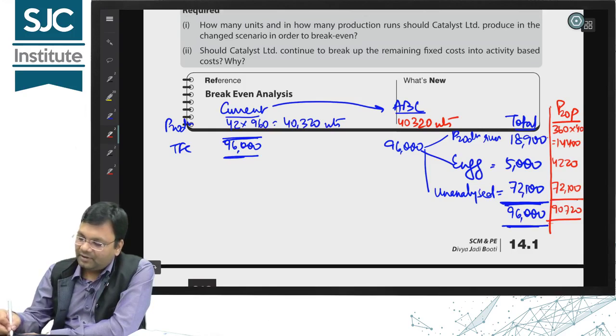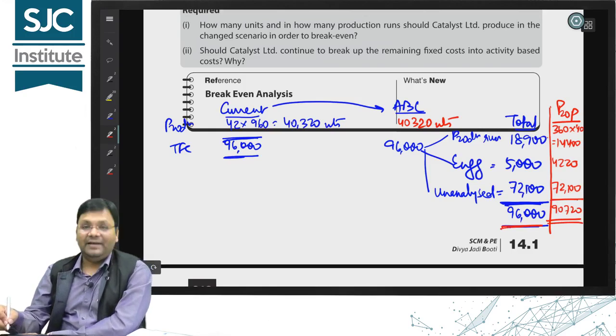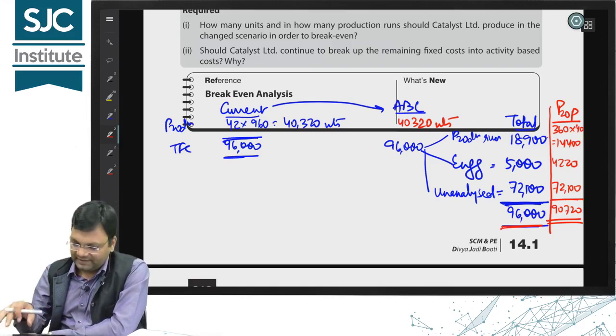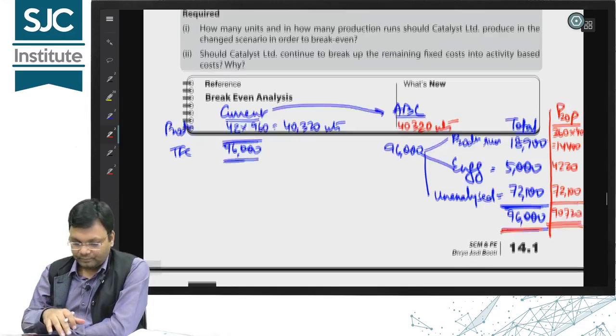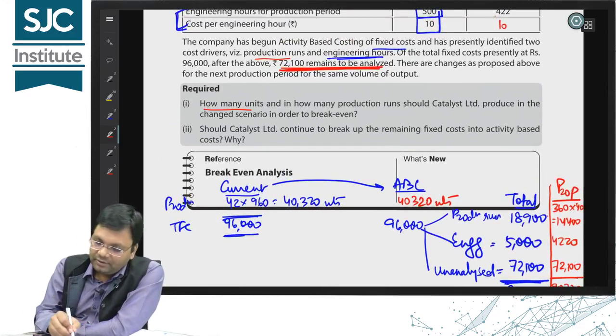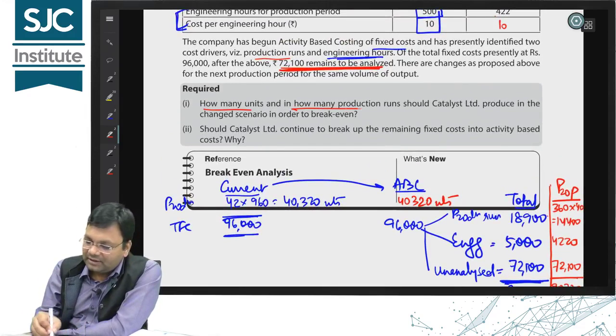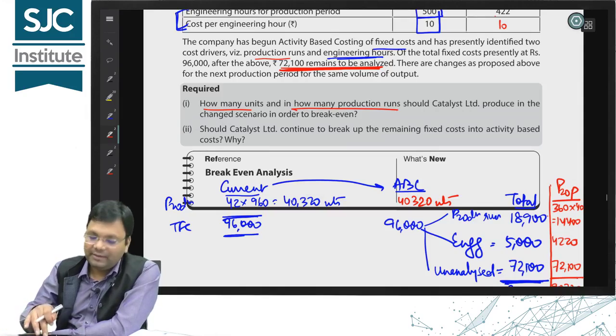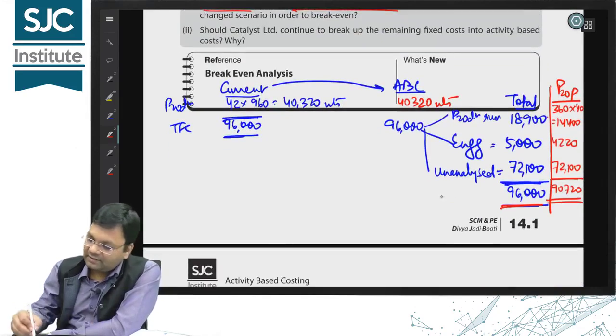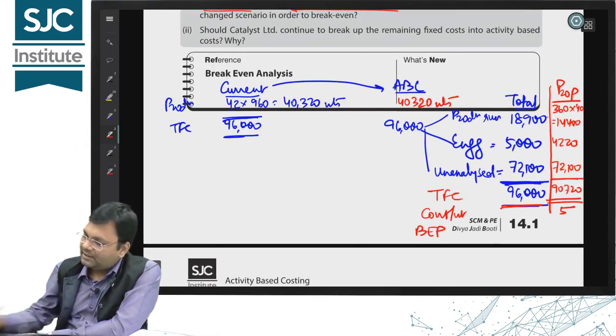So what happened because of ABC? You could reduce your activity wise cost, and that's how in the long term you must have saved your total fixed cost. The question is asking how many units and in how many production runs should Catalyst Limited produce in the changed scenario in order to break even. You have to find break even for this new scenario. In the new scenario, total fixed cost is known. Contribution per unit is also known, which is 5 rupees. So you can now find break even point, 90,720 by 5. It is coming 18,144. So this is the break even point in units.